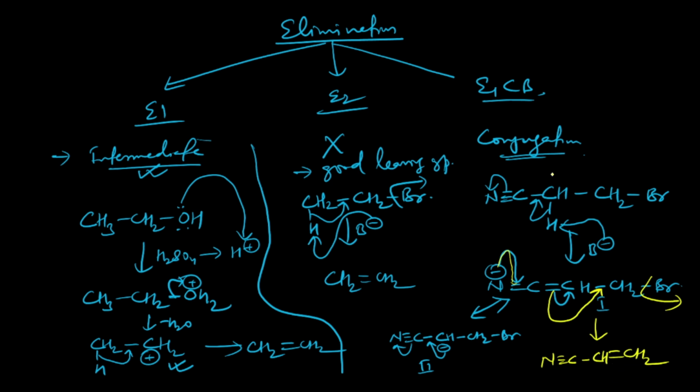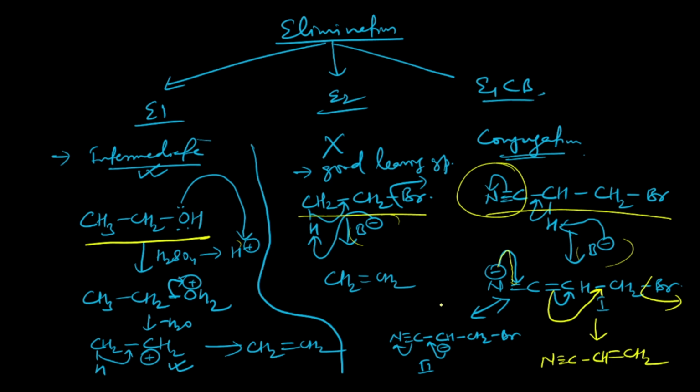Now you see what is the difference? Here we have started with alcohol, here we started with alkyl halide, here we started with alkyl halide with one electron withdrawing group. Here it is acid catalyzed, it is base catalyzed, it is also base catalyzed. Here it is E1, which means reactive intermediate formation. Here E2, there is no reactive intermediate. Here the reactive intermediate formed is a carbanion, but it is having conjugation. See, this we call conjugation.